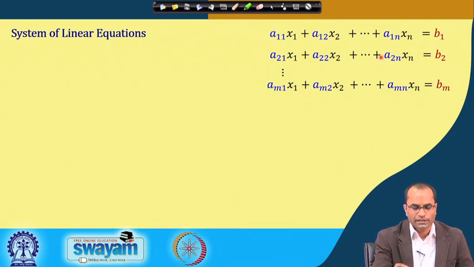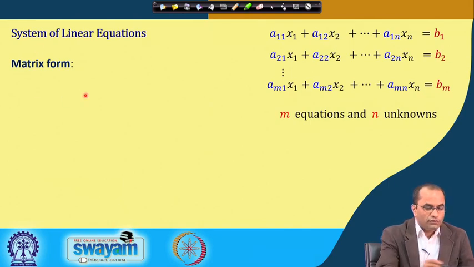Similarly, we have the second equation, where a21, a22 and a2n are the coefficients of x1, x2, xn respectively, and the right hand side is denoted by b2. Here we have am1, the mth equation. So, we have considered m equations and n unknowns. Here we have am1, am2, amn, which are the coefficients of x1, x2, x3, xn, and the right hand side is bm. So, we have 1, 2 and so on up to m equations, and x1, x2, x3, xn are the unknowns.